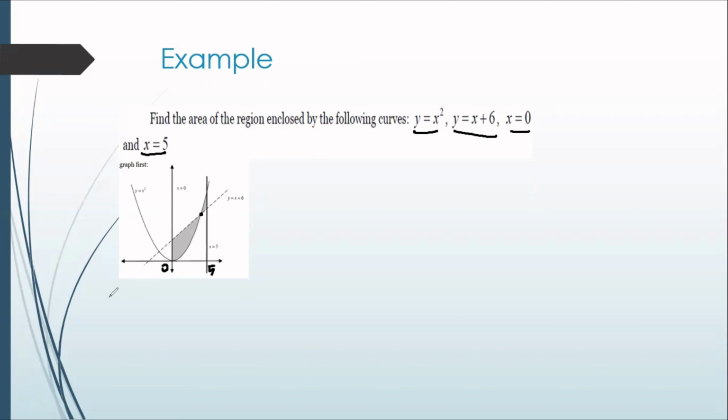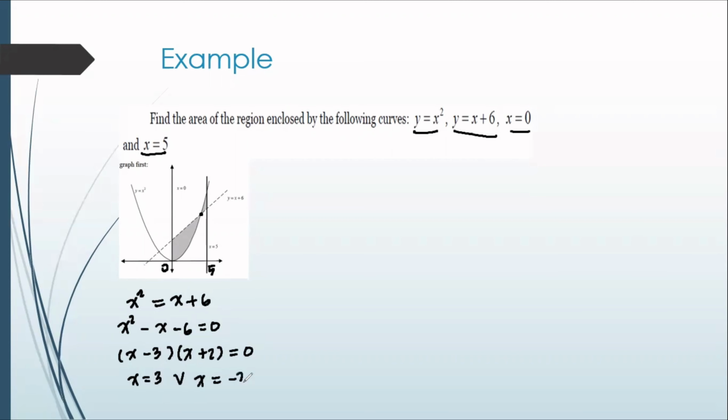The intersection point between y equal to x squared and y equal to x plus 6. So we can write down x squared equal to x plus 6. So you have x squared minus x minus 6 equal to 0. So that you have (x minus 3)(x plus 2) equal to 0, x equal to 3, or x equal to minus 2. So this one is x equal to 3.